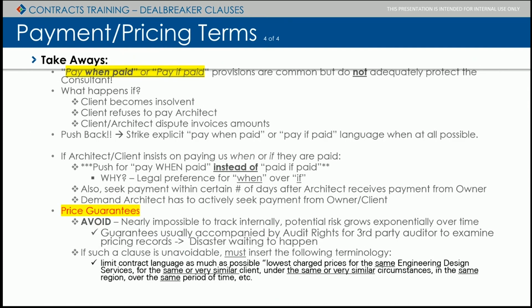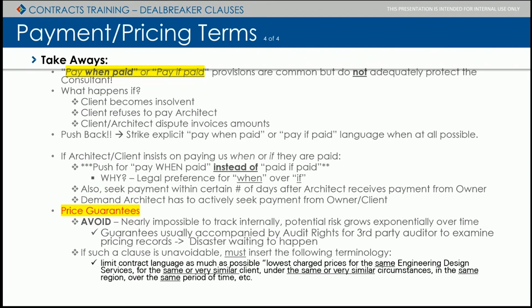Something I want to note here, and maybe it's getting in the weeds too much, but it's important. Obviously, they don't adequately protect us because our contract isn't with the owner most of the time. So if the owner decides not to pay the architect for whatever reason, maybe the architect screwed something up, then we can be left holding the bag, not getting payment. So those are the examples why it's no good.